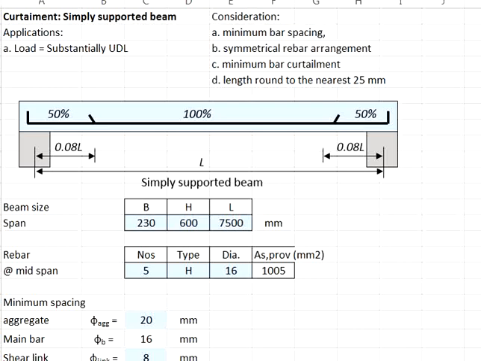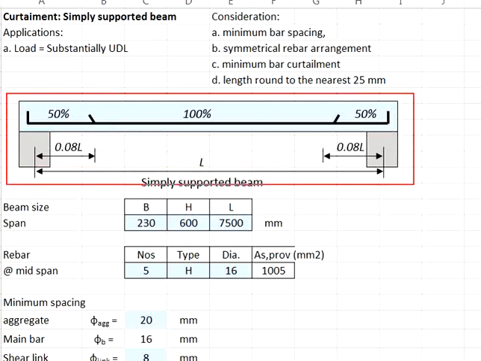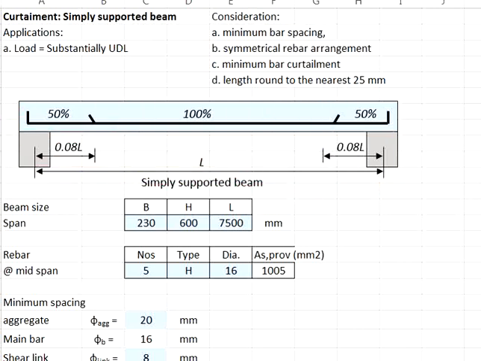Hi, let us try another example, doing curtailments of reinforcement in a simply supported beam based on the simplified curtailment rules as given in the diagram here. You know that these simplified rules are only applicable when the member is subjected to substantially uniformly distributed load.